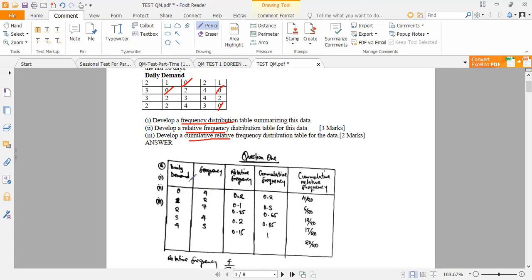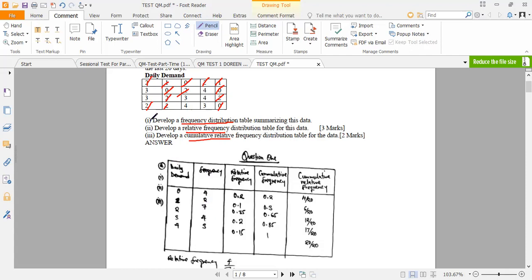Then the ones, how many do we have? 1, 2. So we have 2 for the ones. The threes, how many do we have for the threes? Oh, the twos before we go to the threes. The twos, we have 1, 2, 3, 4, 5, I think there are 5, 6, 7. So the twos are 7.